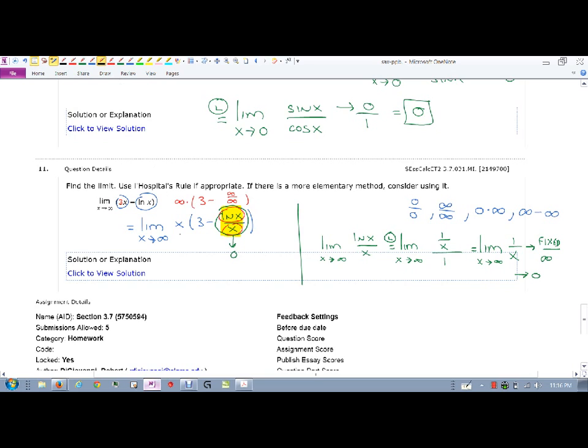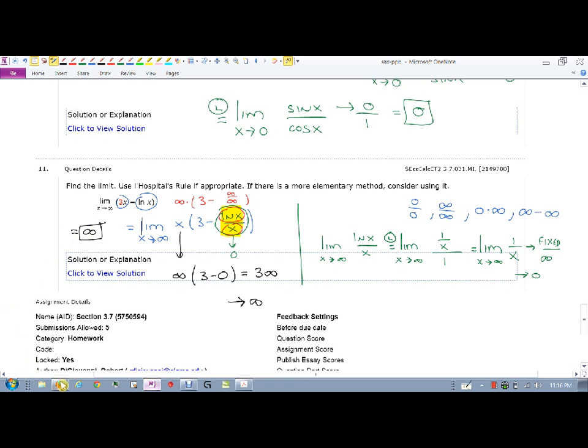So what we have happening is that this was going to infinity, and then in parentheses, I had 3 minus 0. So that's the same as 3 times infinity, which means that this thing is going to infinity. So the answer here would be infinity.